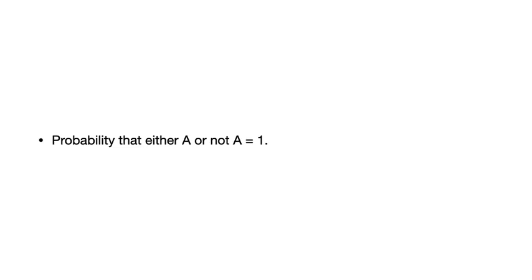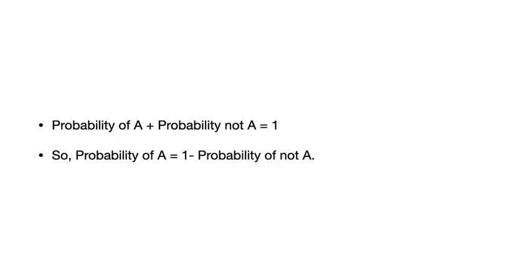Since this is mutually exclusive and it's an or statement, we can just use the addition rule. So the probability of A plus the probability of not A equals 1. This is pretty simple math. If that's true, do a little bit of very simple math. The probability of A plus the probability of not A equals 1. A little bit of simple math tells us the probability of A equals 1 minus the probability of not A.